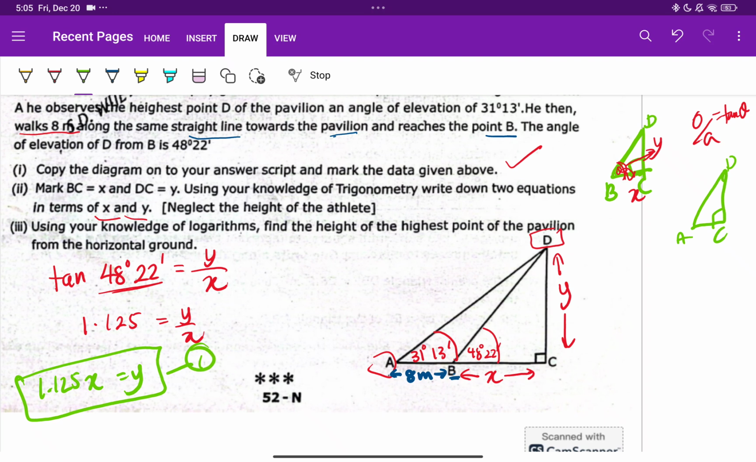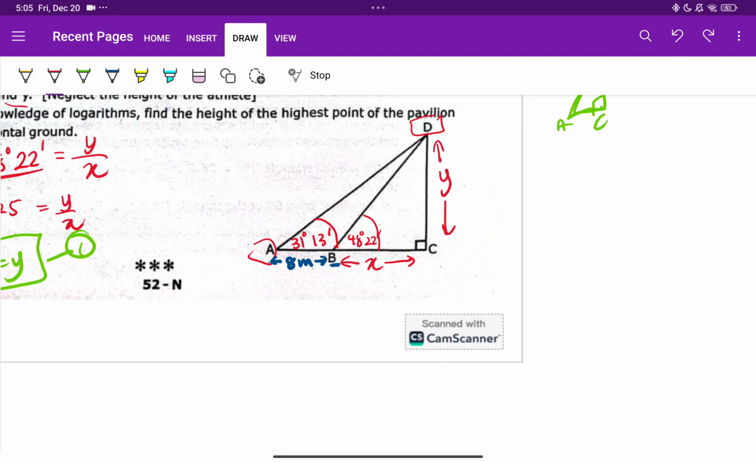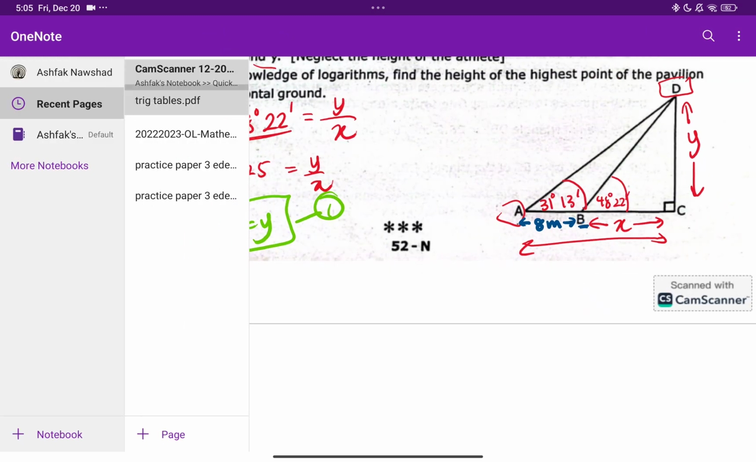Similarly, we can derive an equation using the larger triangle DAC, right? So for that I'm going to use tan again. Tan 31 degrees 13 minutes is, the opposite side is again Y, Y by, now the adjacent side is not X, it is X plus 8. Now we have to find tan 31 degrees 13 minutes.